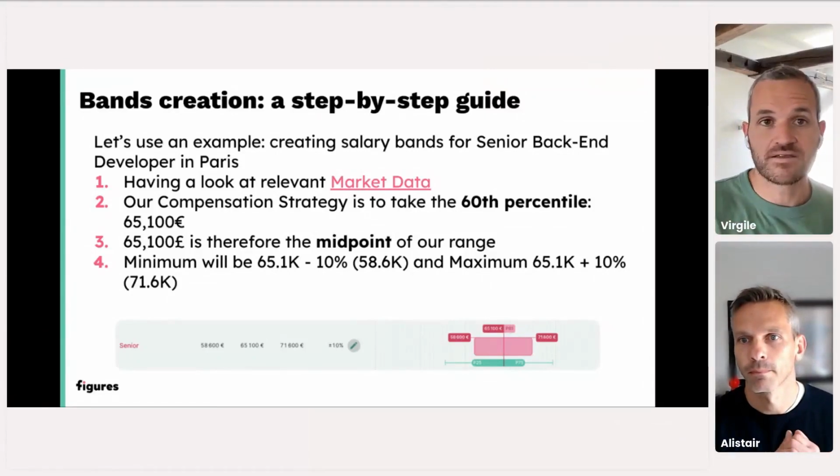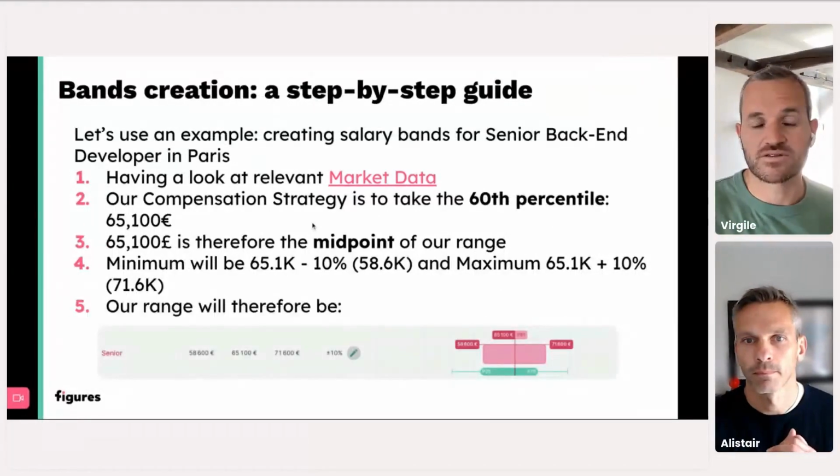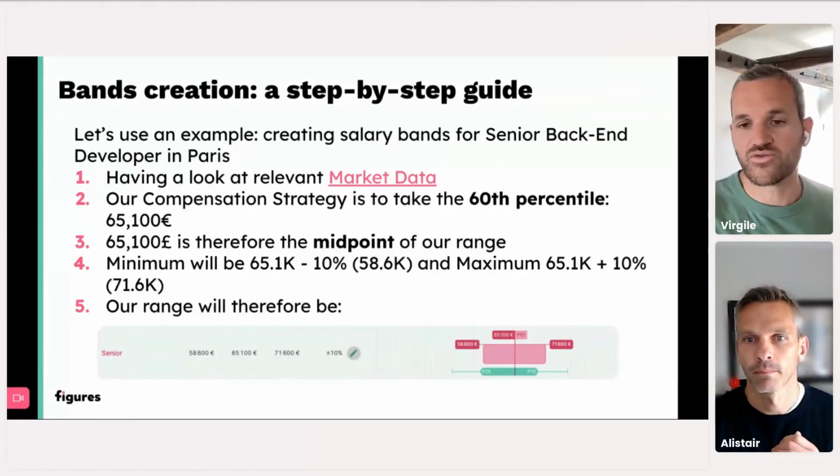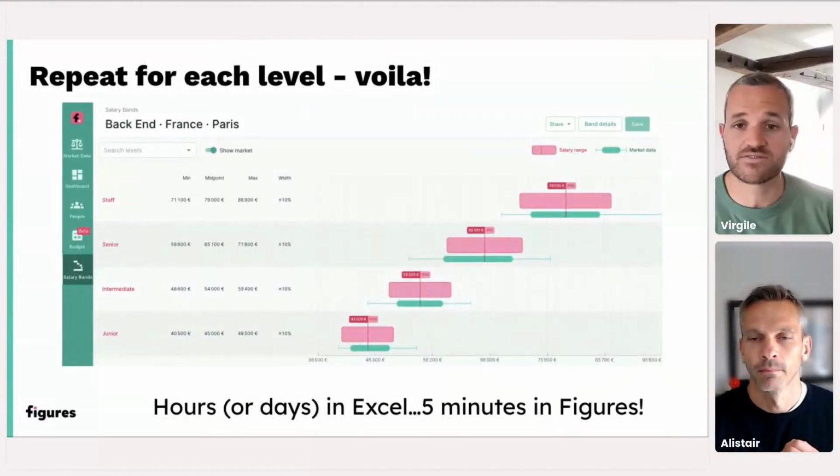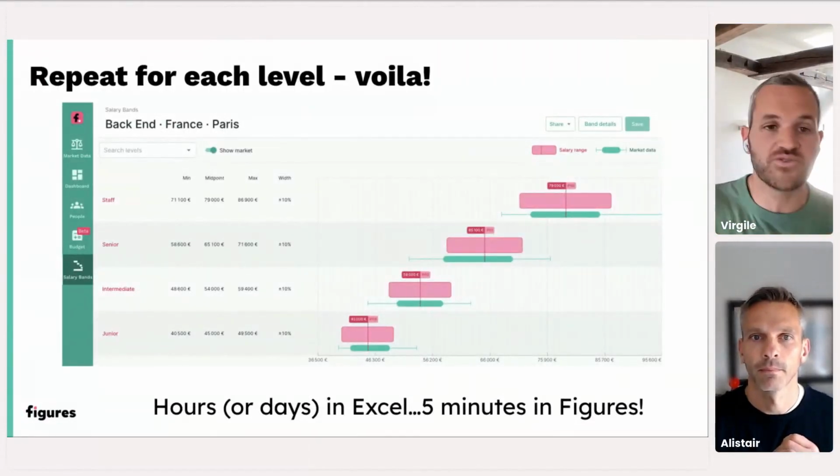That's basically the way to create one range, and the range that you see at the bottom with a screenshot of how it looks like in figures. And then you repeat for each level, and that's it. That's how you create it. I've done it for senior. You do it for intermediate. You do it for junior. That's the way you create salary ranges.